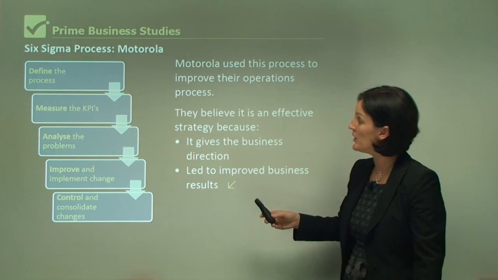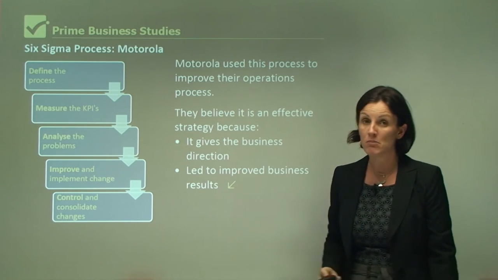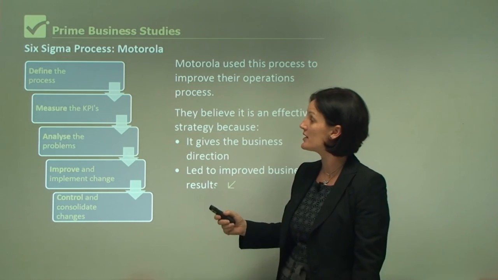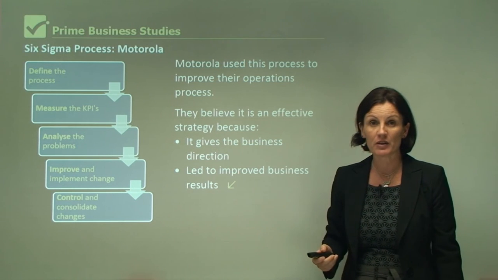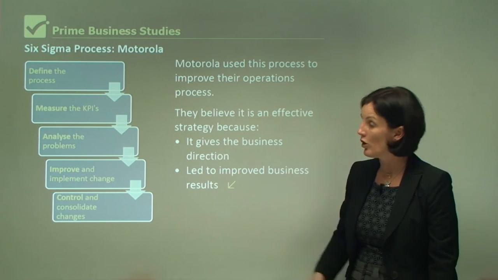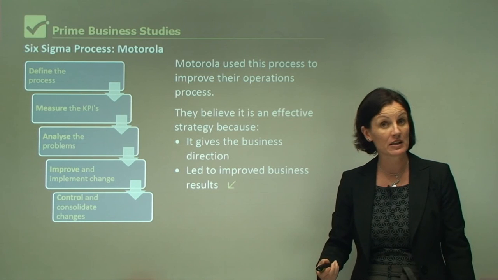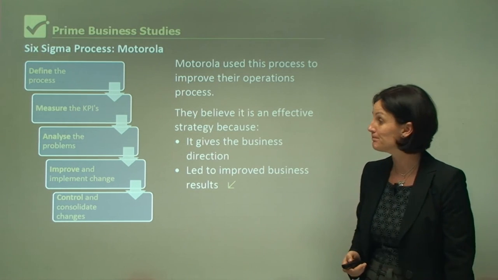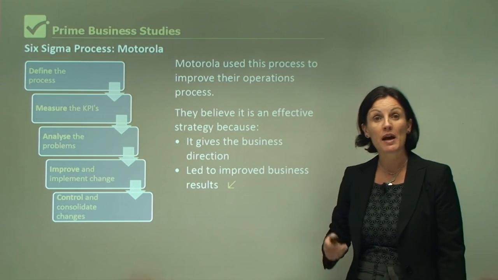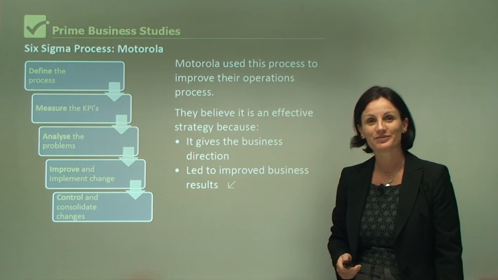Businesses have found when they've followed the Motorola model here with the Six Sigma process that their sales have improved, their quality has improved, and their productivity has improved as a result. That lesson was all about monitoring and control.